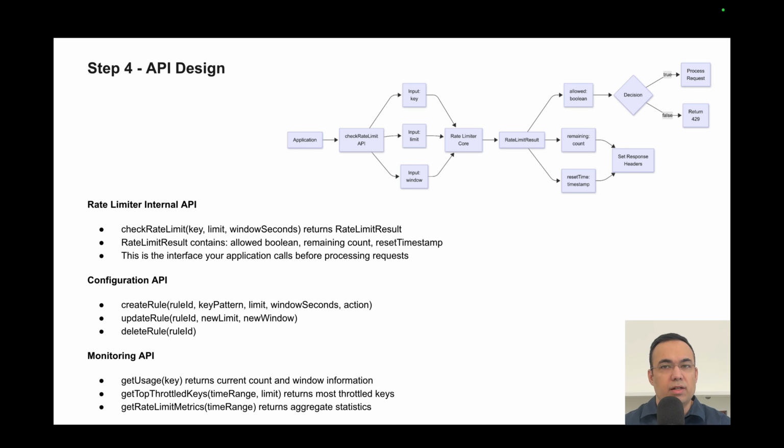The takeaway is that a well-designed API separates concerns clearly. The check API is on the hot path, and that's why it should be fast. The configuration and monitoring APIs are not on the hot path, so they can be more feature rich and can be a little bit slower than the check API.